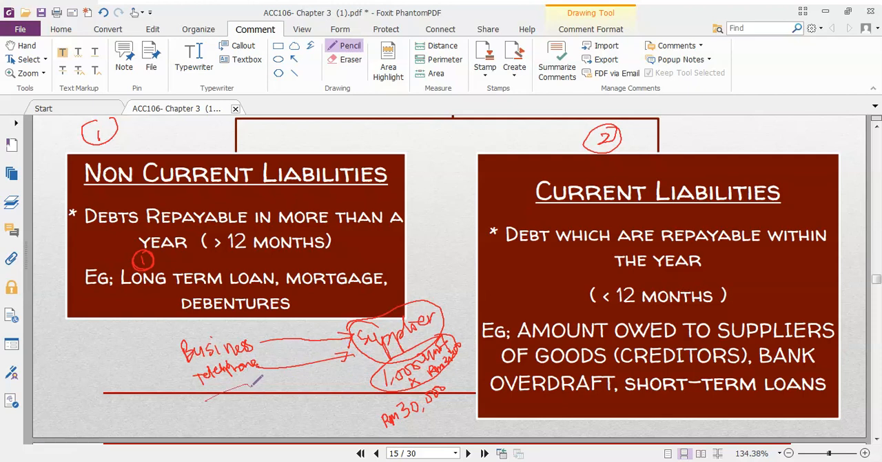The supplier has given the goods. You will sell those goods to customers later. The supplier has given the goods, but your business, or you as the owner, has not yet paid the 30,000 to the supplier. So we call that a current liability: the amount owed to the supplier of goods. Another name for it is creditors, and another name is account payable.